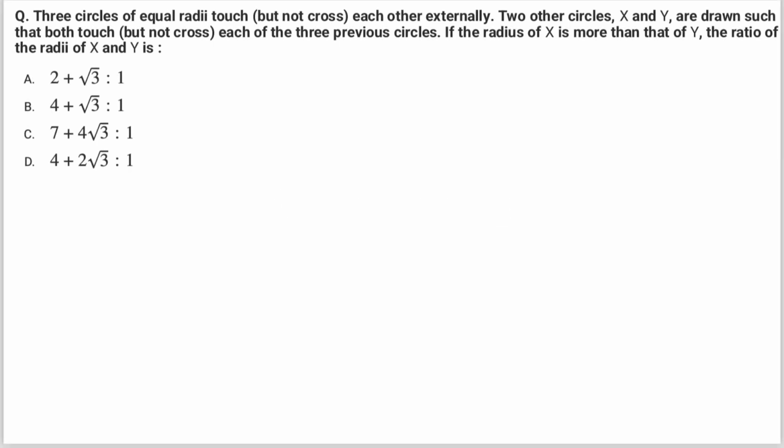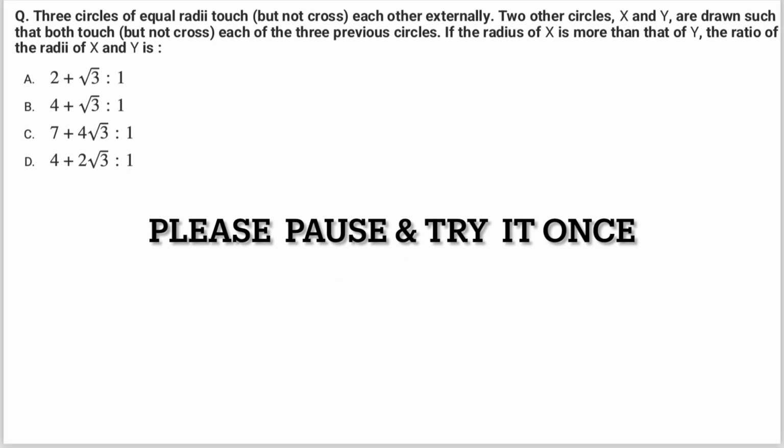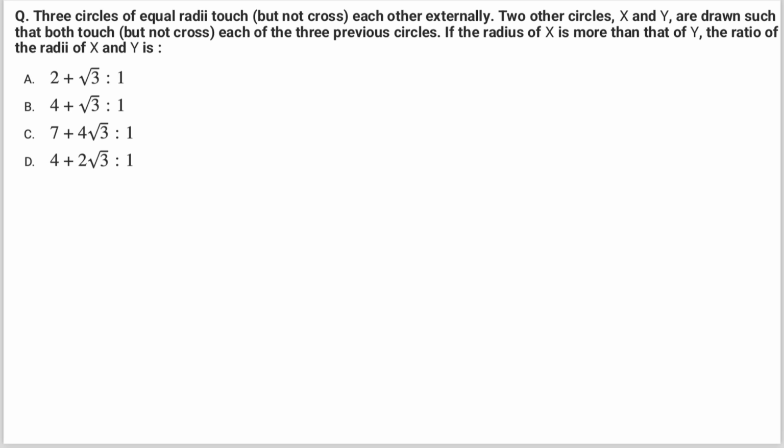Alright guys, this is our next question from CAT 24, the second slot. You can pause the video and try it once and resume for the solution. So the question reads, 3 circles of equal radii touch but not cross each other externally. 2 other circles x and y are drawn such that both touch but not cross each of the 3 previous circles. If the radius of x is more than that of y, the ratio of the radii of x and y is?